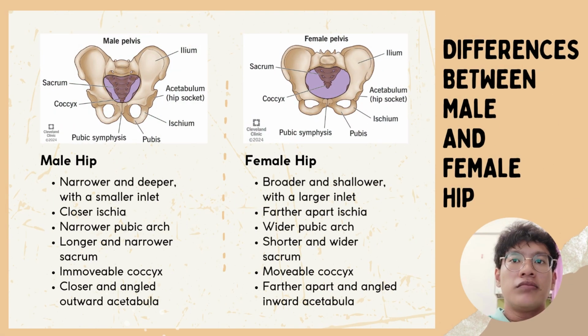Male and female pelvises mostly bear resemblance, but there are many major differences between them. Firstly, the male pelvis is narrower and deeper with a smaller inlet compared to a female pelvis. The female pelvis also has a further apart ischium compared to the male pelvis that has a closer ischium. The female pelvis also has a wider pubic arch and a shorter and wider sacrum compared to the males. The male pelvis does not have a movable coccyx, while the female pelvis does. Lastly, the male pelvis has two closer and outward-angled acetabula compared to the female.